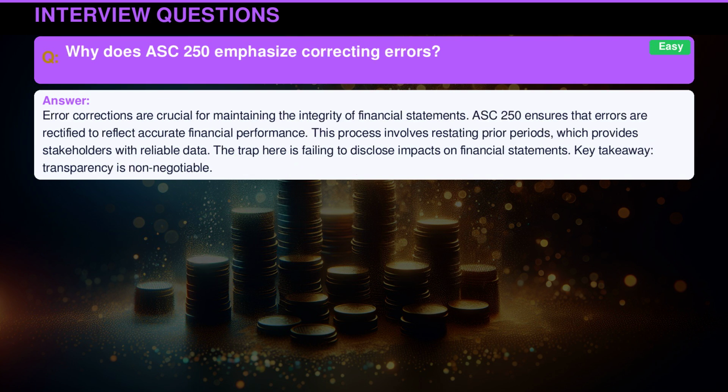Error corrections are crucial for maintaining the integrity of financial statements. ASC 250 ensures that errors are rectified to reflect accurate financial performance. This process involves restating prior periods, which provides stakeholders with reliable data. The trap here is failing to disclose impacts on financial statements. Key takeaway: transparency is non-negotiable.